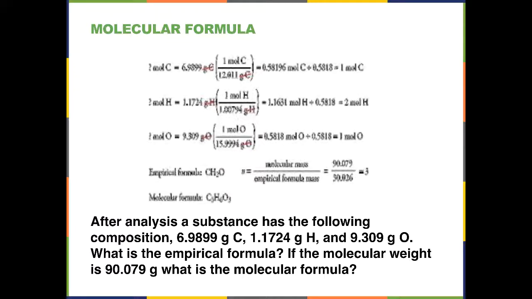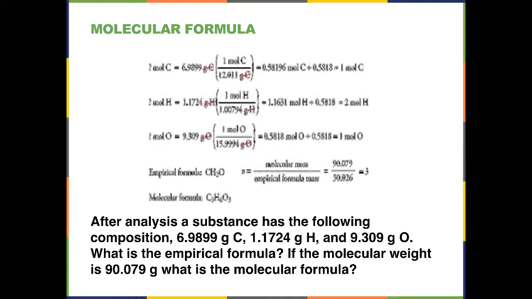And then lastly, there's 9.309 grams of oxygen divided by 16, which is 0.5818. The smallest of those three, you can pick either one of these. Let's pick 0.5818. So you divide all three of these by 0.5818 and you have 1 carbon, 2 hydrogen, and 1 oxygen. So the empirical formula is CH2O.